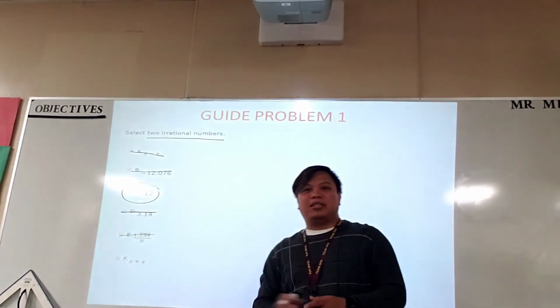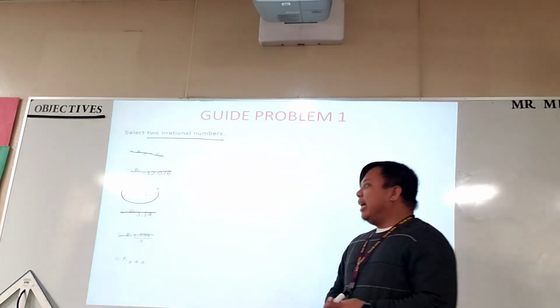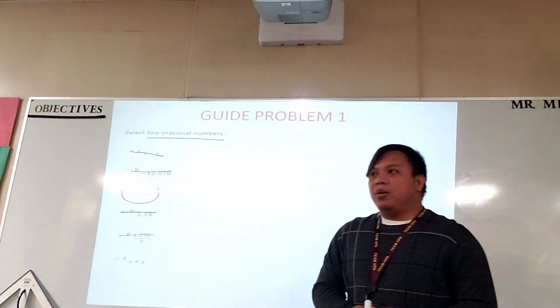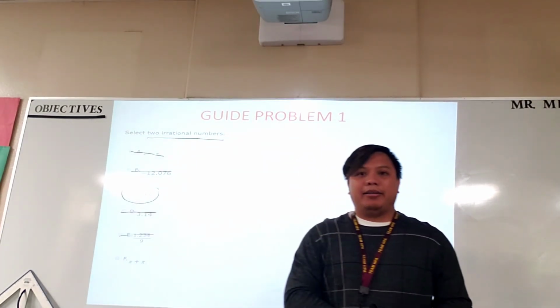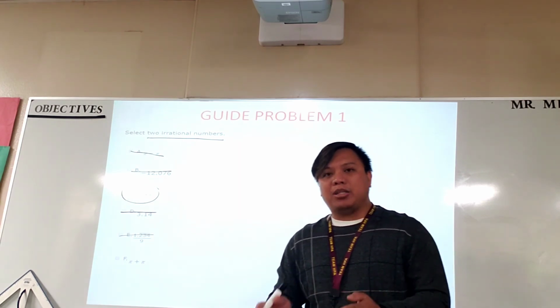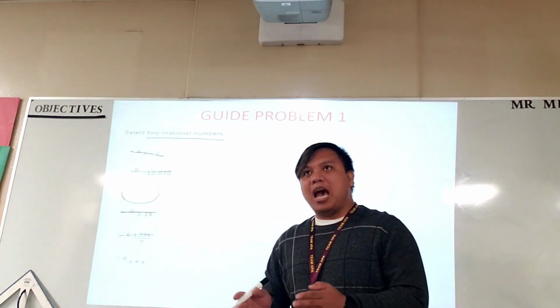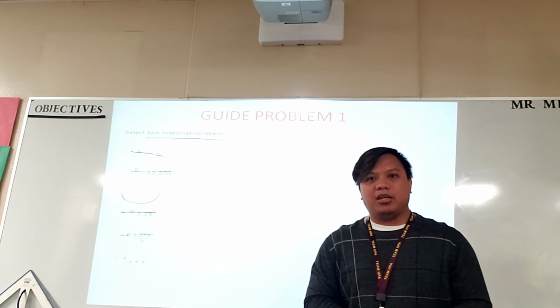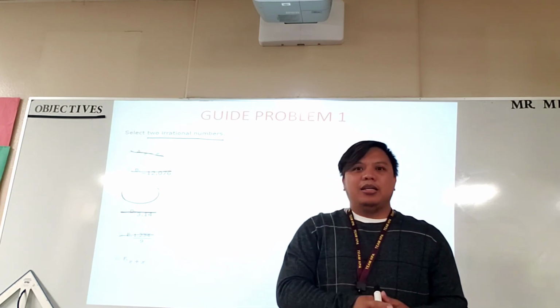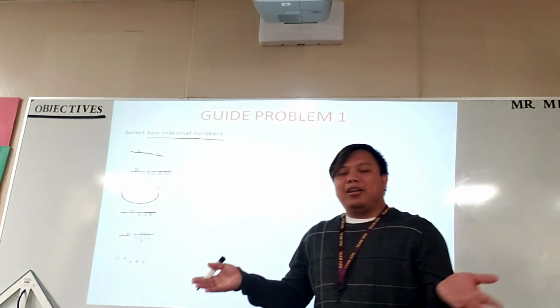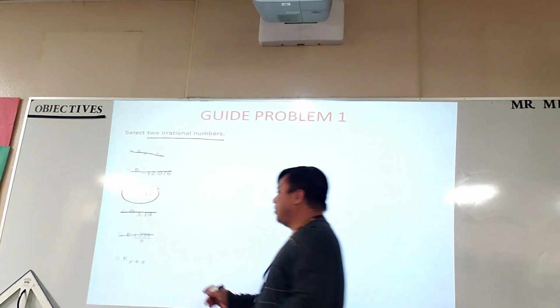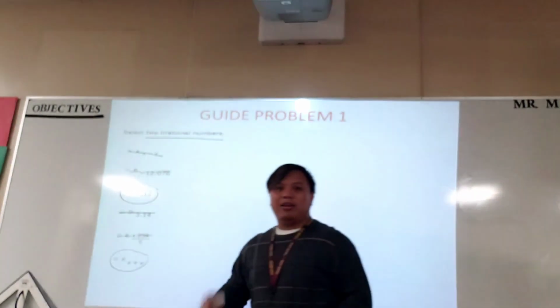And lastly, since this is the last option, this might be the last one that we're looking for. It says pi plus pi. So pi, that's irrational. And it's going to be added to another irrational, which is pi as well. So it makes 2 pi. And definitely, it is an irrational number. So the answers here are C and F.